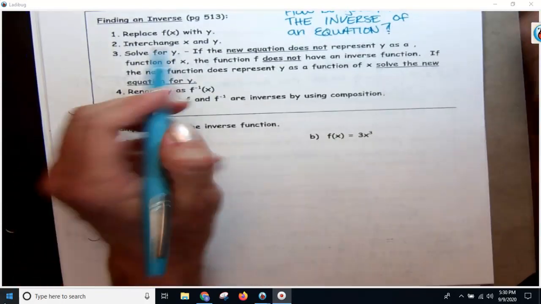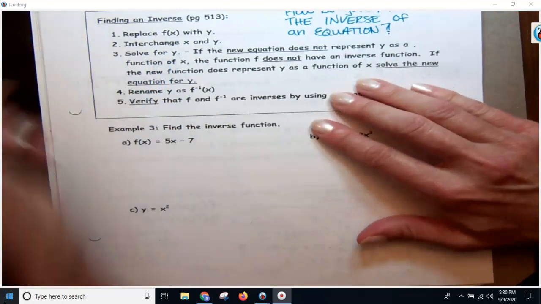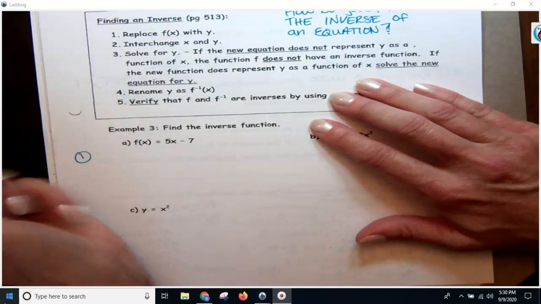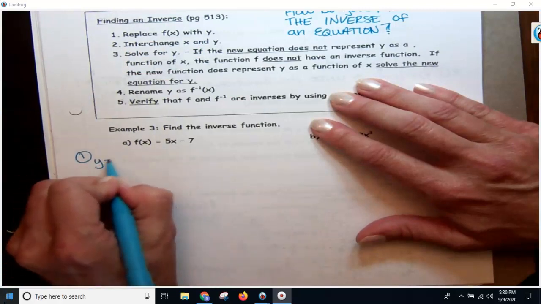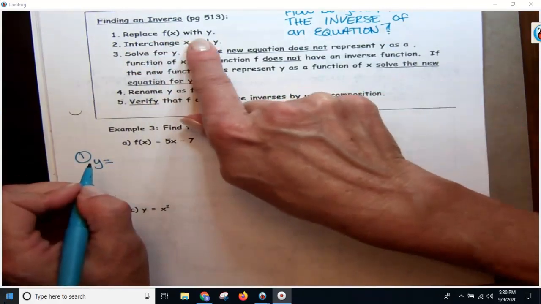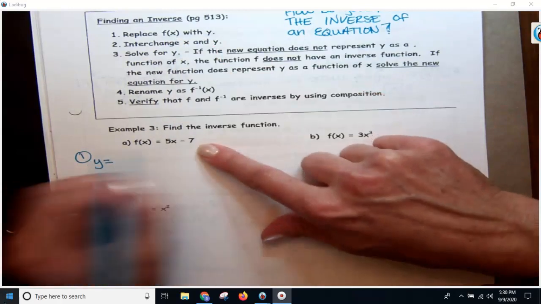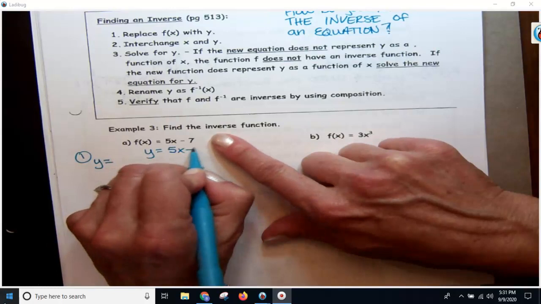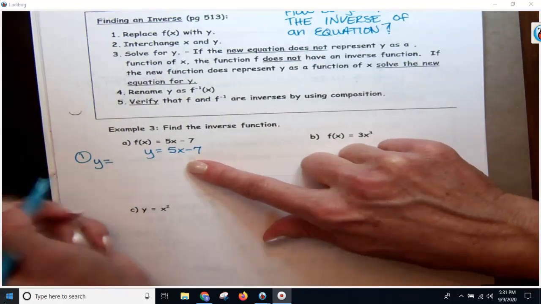So right here, this is step 1. Step 1, you're going to rewrite the equation where it's y equals. Replace f of x with y. So when I do that here, I'm going to get y equals 5x minus 7. So there's my step 1.